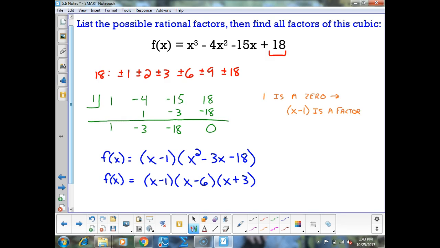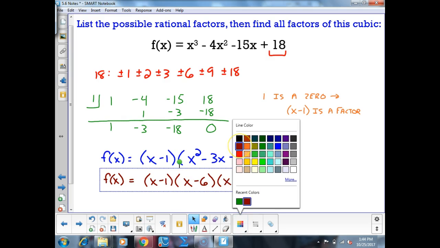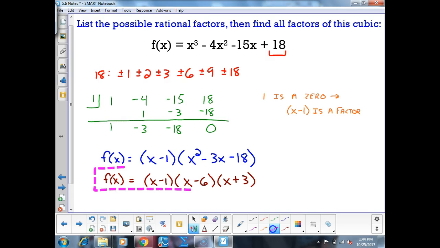Is the answer just that right there because we're only stopping at the second bus stop? Why are we only stopping at the second bus stop? It tells us to list the rational. It says find all the factors. It doesn't say find the zeros. It says find the factors. So this right here is my answer.